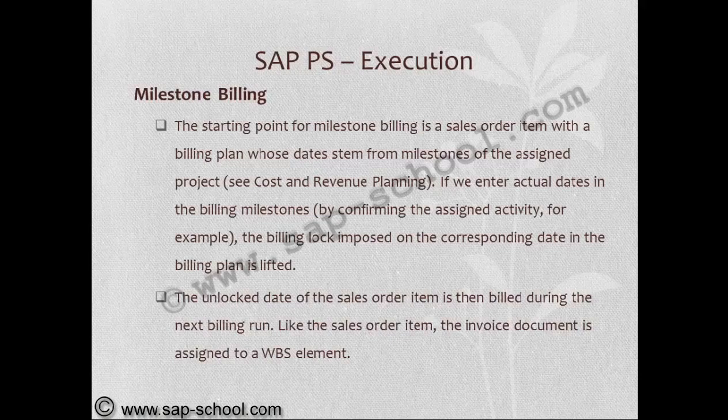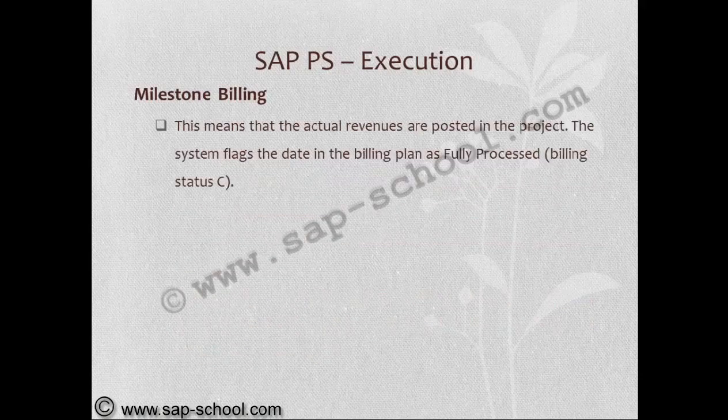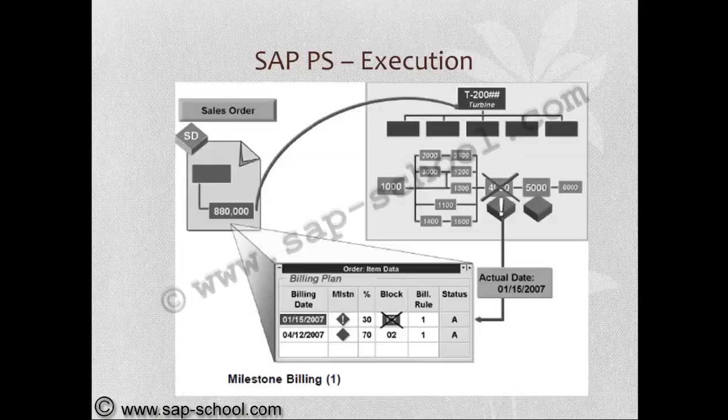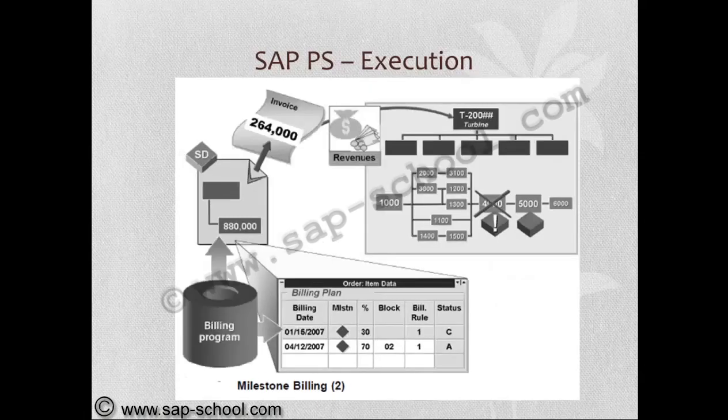Like the sales order item, the invoice document is assigned to a WBS element. This means that the actual revenues are posted in the project. The system flags the date in the billing plan as fully processed. That means the billing status is completed. So in milestone billing, what we consider is the WBS element, and this is integrated with the sales and distribution order. So ultimately the block will be unblocked during this execution phase.